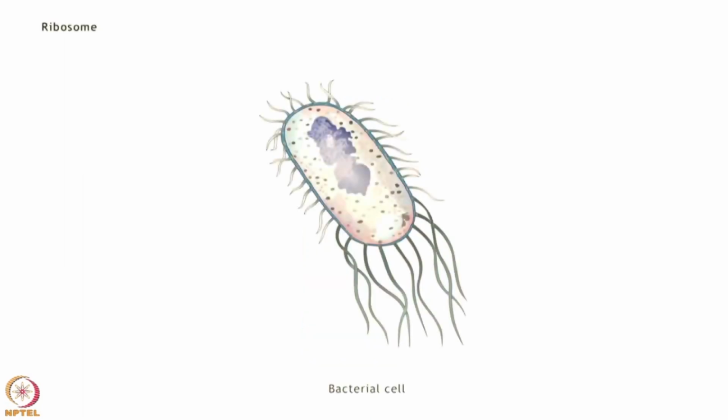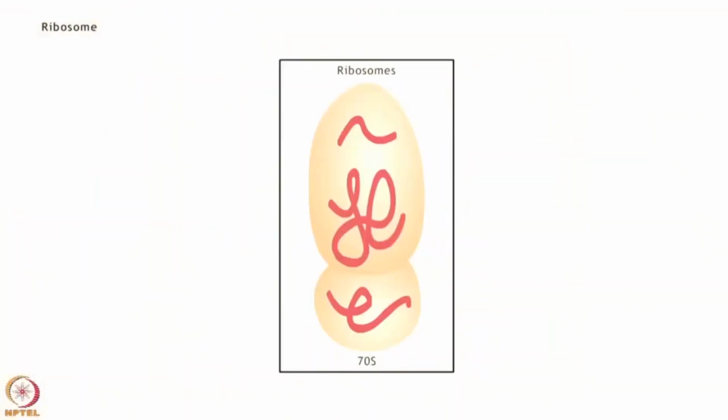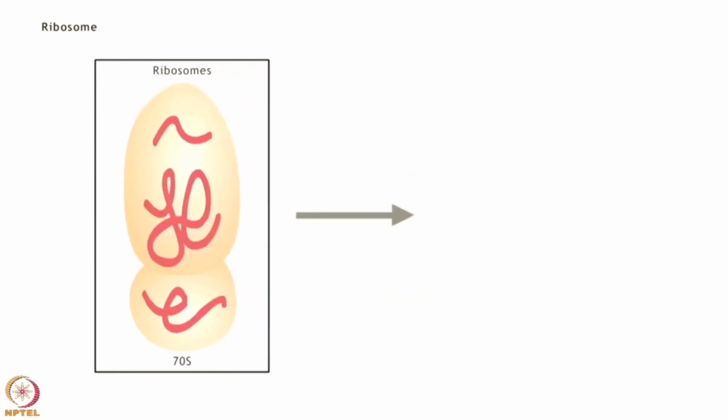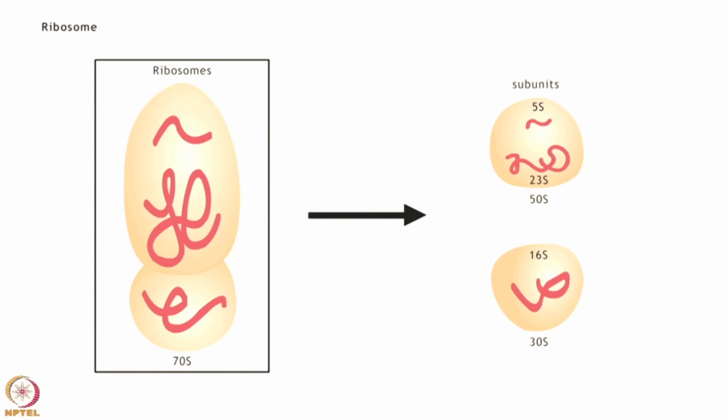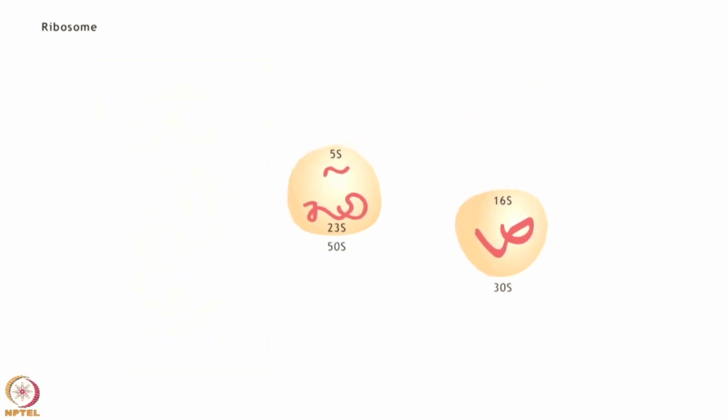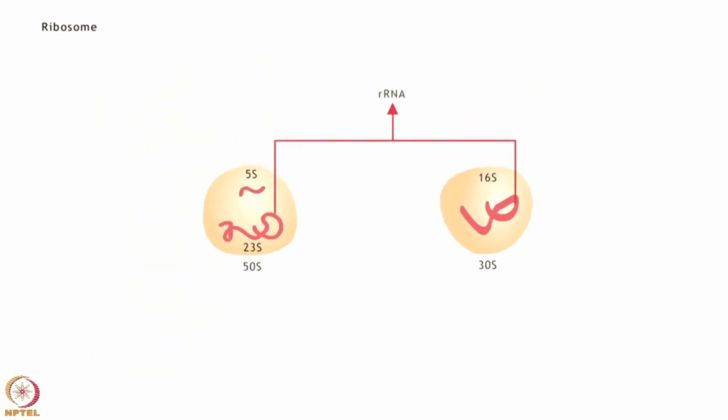Ribosomes are composed of proteins and ribosomal RNA. The prokaryotic 70S ribosome is made up of a 50S large subunit and a 30S small subunit, where S refers to the Svedberg coefficient, which provides an indication about the rate of sedimentation of the particle.